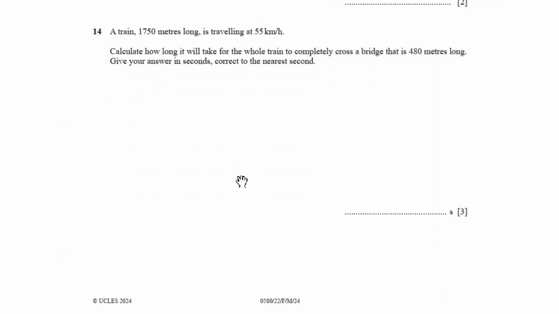14 says a train 1750 meters long is traveling at 55 kilometers per hour. Calculate how long it will take for the whole train to completely cross a bridge that is 480 meters long, giving your answer in seconds correct to the nearest second. First, we need to convert the speed into meters per second because it's in kilometers per hour. So speed in meters per second would be 55 times 1000. Why times 1000? Because 1 kilometer is equal to 1000 meters.